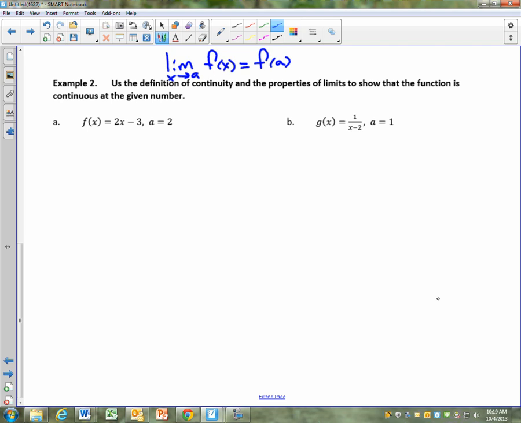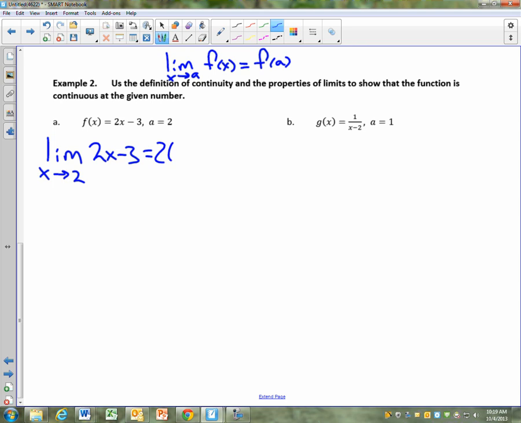We need to use this definition right here. So I'd write this, the limit as x approaches 2 of 2x minus 3. Now, can we evaluate that? Why are we allowed to simply plug it in? We can plug it in because if it's a rational function, if it's a polynomial, we can simply plug it in. That's the rule that works in this situation.